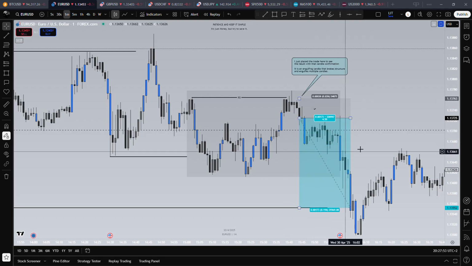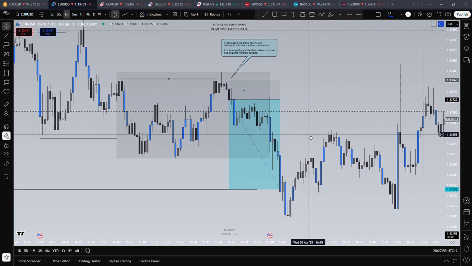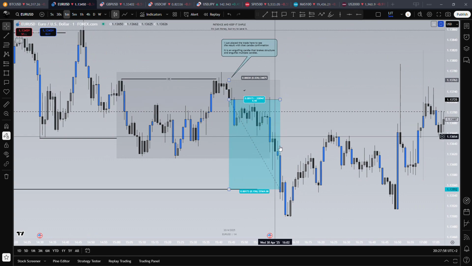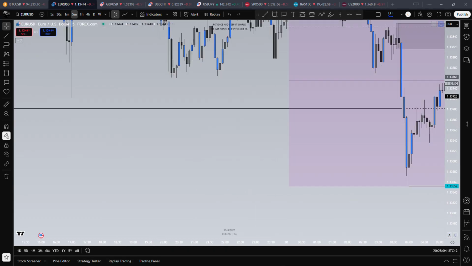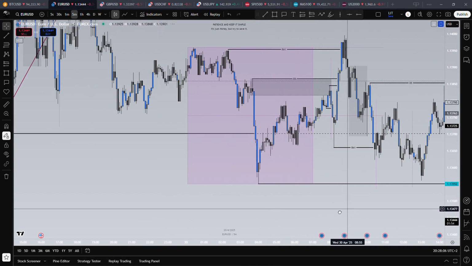I just placed the trade here, and since the beginning I saw the TP, but not on the MetaTrader. Yeah, so just this.